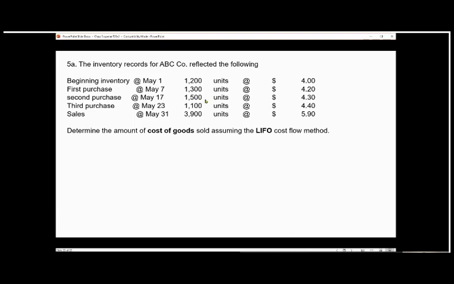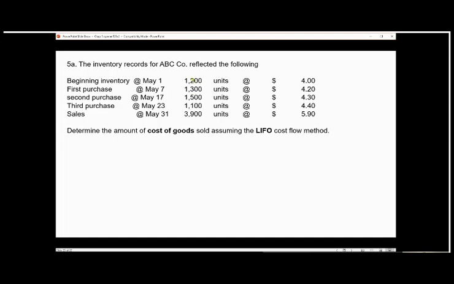How about 1,500 units right here, the second next purchase? How many of these did we sell? All of them. So now we've sold 2,600 units, right? So how many of these 1,300 units did we sell? Now we're getting into a little more math here. 1,300? Let's see, 13, so 3, that's exactly right. So these 3 items, we've sold all of them, right? So if they want to know the cost of goods sold of this 3,900 units that we sold under LIFO, we've sold all of these, all the May 17th ones, and all the May 7th ones.